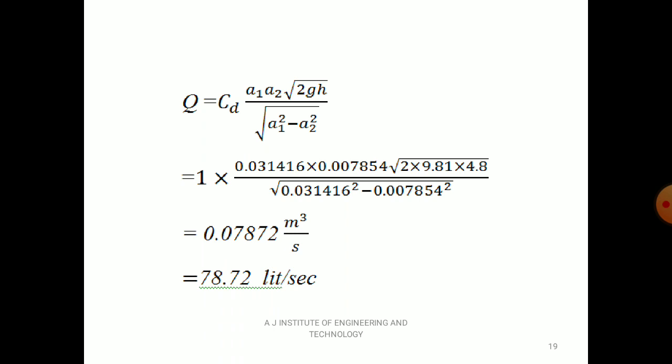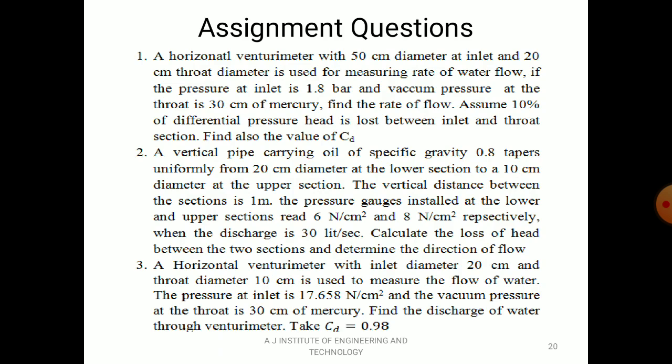That's Q. So, assignment questions for this video. First question: a horizontal venturimeter with 50 cm diameter at inlet and 20 cm throat diameter is used for measuring the rate of water flow. If the pressure at inlet is 1.8 bar and the vacuum pressure at the throat is 30 cm of mercury, find the rate of flow. Assume 10% of the differential pressure head is lost between inlet and throat section. Find also the value of CD.